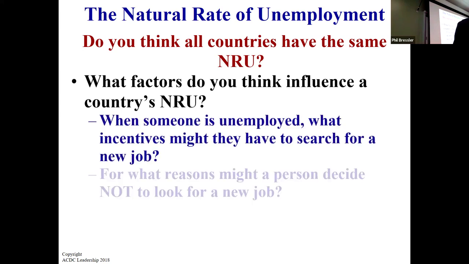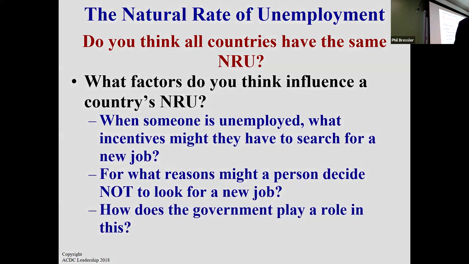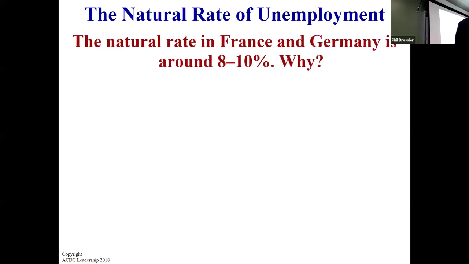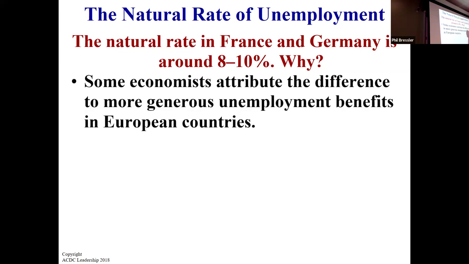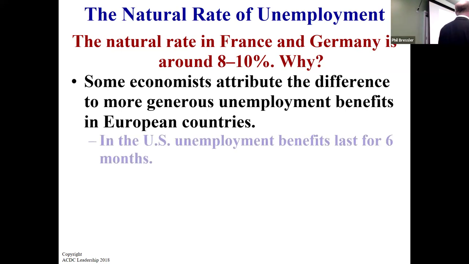you guys hit on a couple of things. But let me just flip this up here for you. The natural rate in France and Germany, not socialist countries, either one, is 8 to 10%. Why might their natural rate of unemployment be higher than this? Scott? Maybe higher unemployment insurance so people are willing to spend longer to get jobs for better money. Okay. And that's one of their biggest things. Like France and Germany, very generous unemployment benefits.